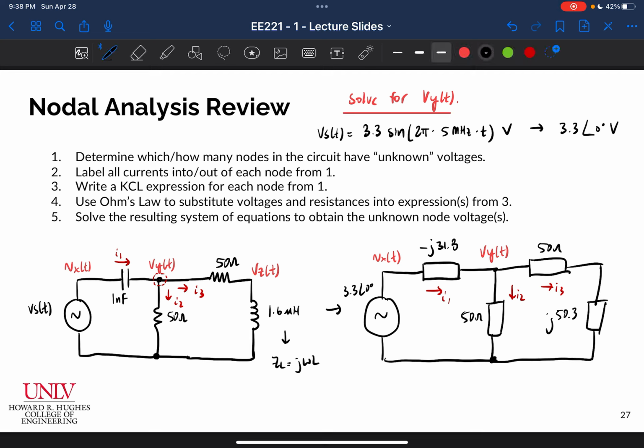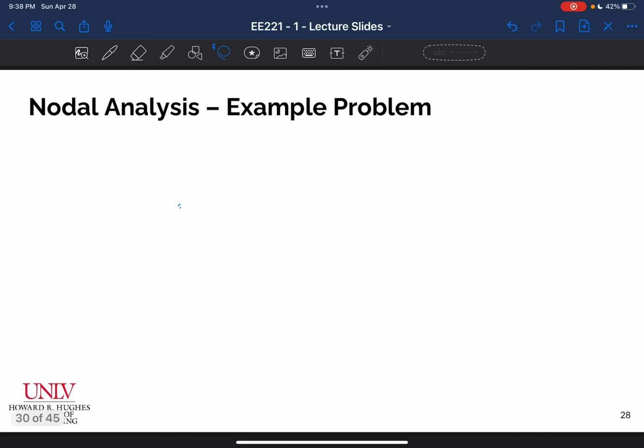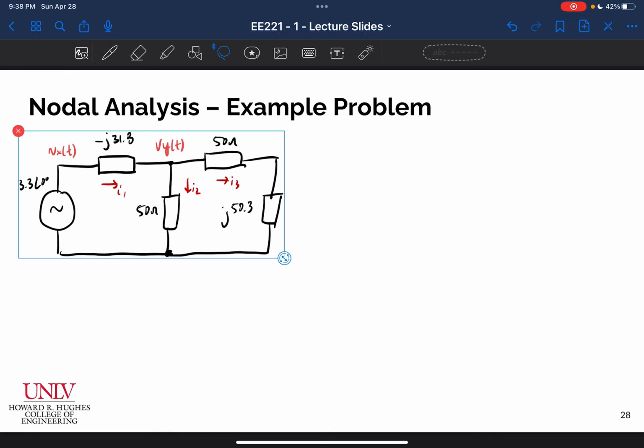Let me actually just go on to the next slide. I left myself some room, so let's copy this right on over to the other slide. Copy. I'm going to go here. So I left myself a slide to do this example. So let's go ahead and do our KCL.